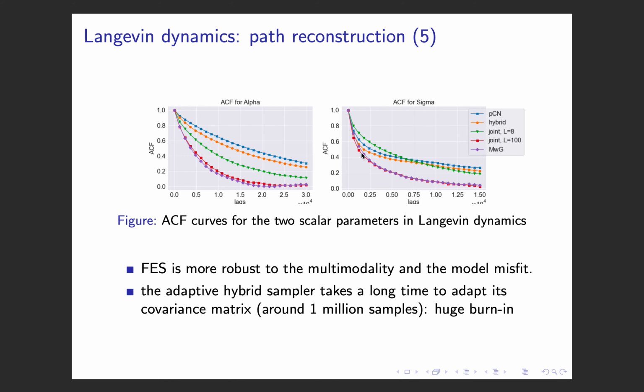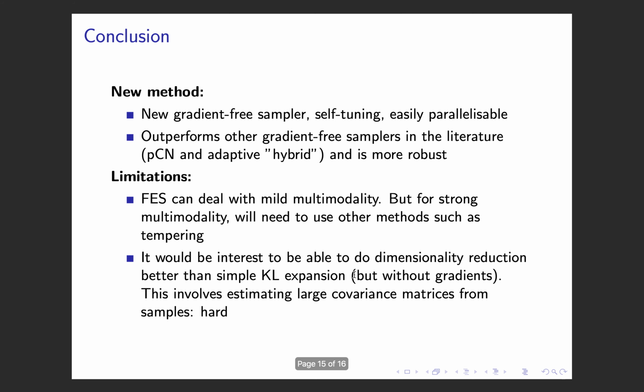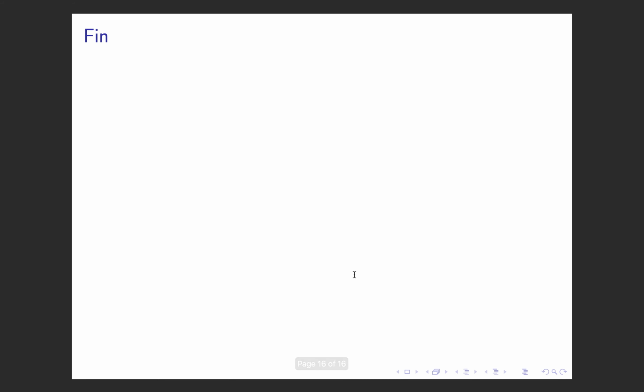Finally, here are the results. We have the ACF plots for the two scalars, and we can see that our functional ensemble sampler with 100 walkers, both versions with 100 walkers, works the best and decorrelates much faster than the other ones. So our ensemble sampler is much more robust to this mild multimodality and model misfit. So in conclusion, we have a new gradient-free sampler that enjoys some nice properties. And excellent, that's everything. Thanks very much.